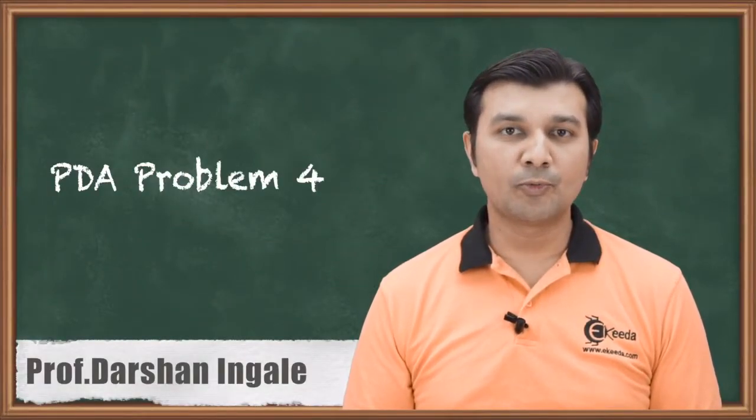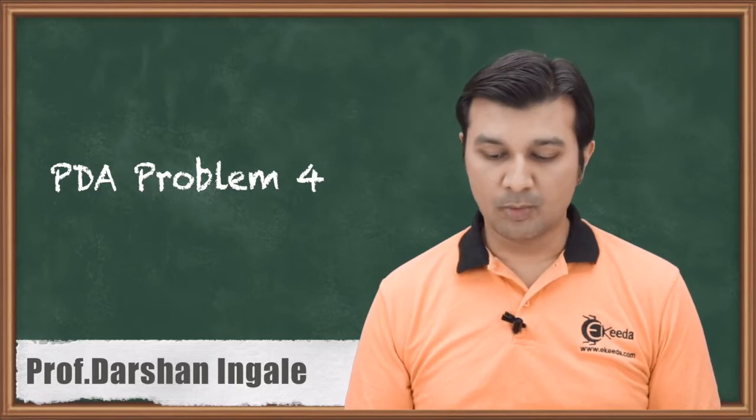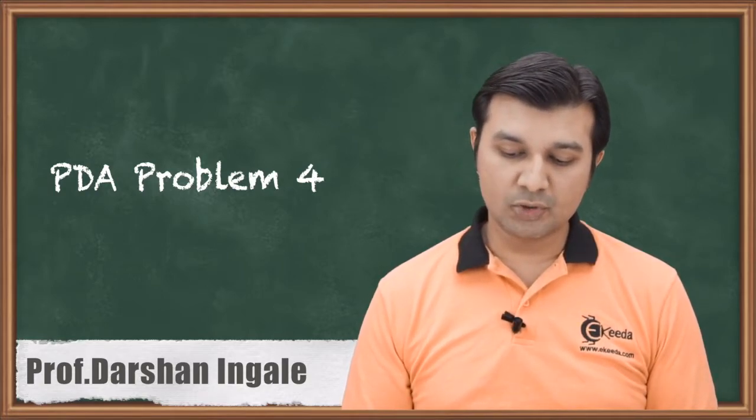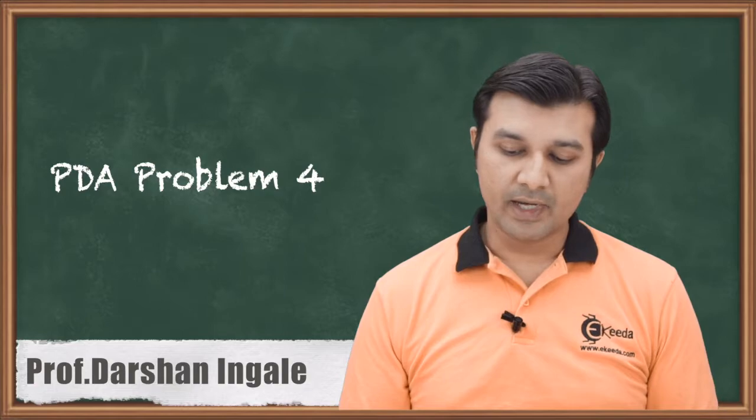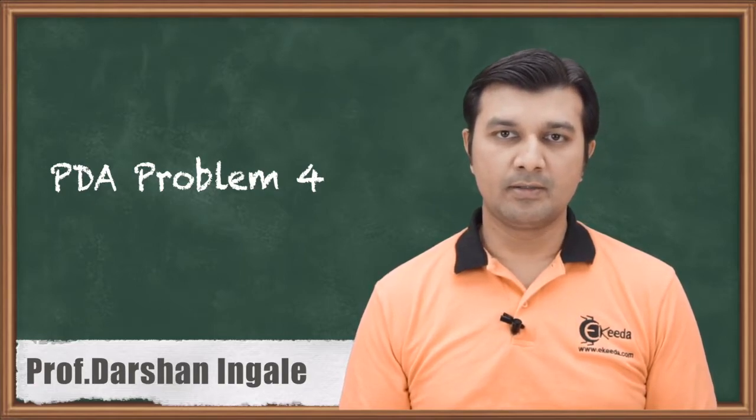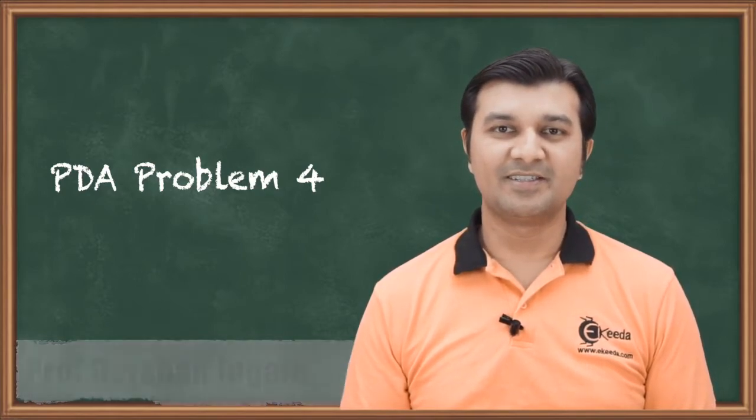We are going to do the fourth problem on push-down automata, and the problem says the language is a raised to 2n b raised to n, where n's value is greater than or equal to 1. So let's get started.